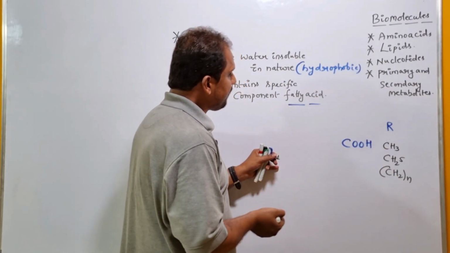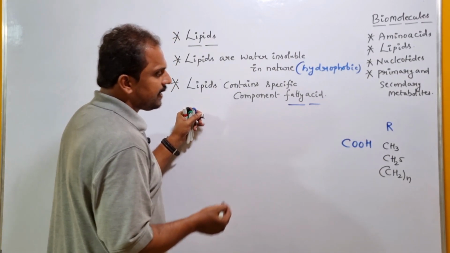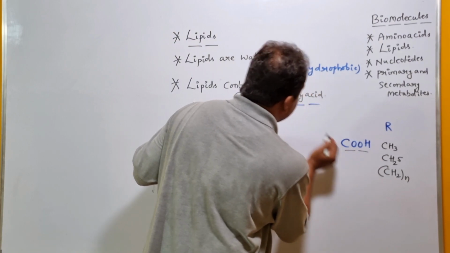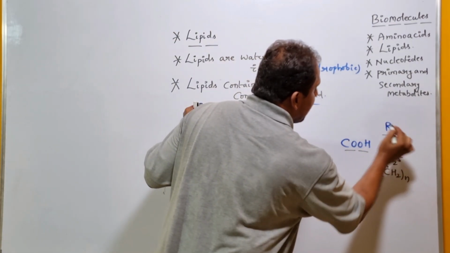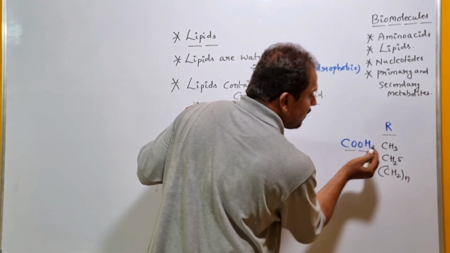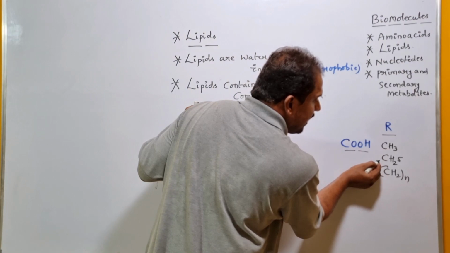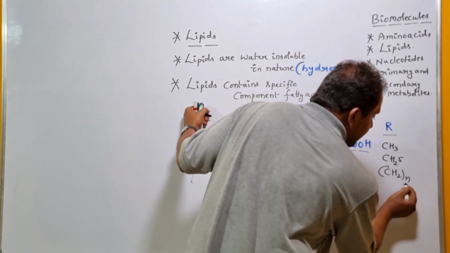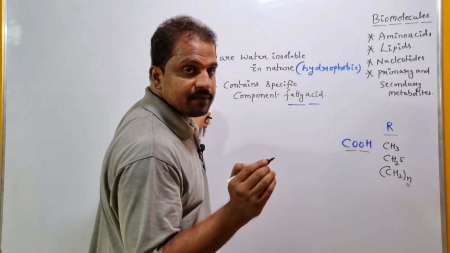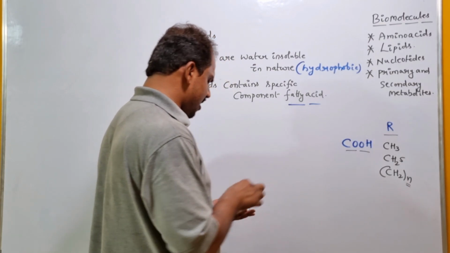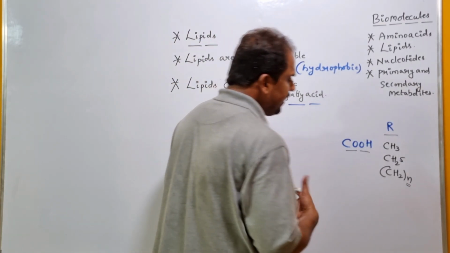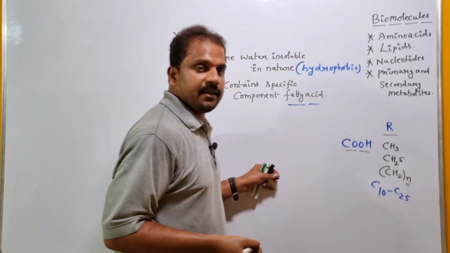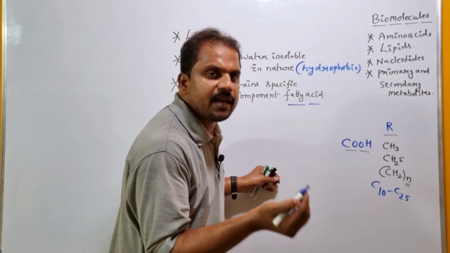Is it clear? The fatty acid which is a component of the lipid contains a specific functional group which is nothing but carboxylic group. In addition to the carboxylic group, the fatty acid contains an R group, and the R group can be of different types. It can be methyl group or ethyl group, or even hydrocarbon chain. In case of the hydrocarbon chain, here N indicates the number of carbon atoms. Is it clear? The range of carbon atoms in the hydrocarbon chain is around C10 to C25. Is it clear? So it is the range of carbon atoms in case of the hydrocarbon chain.